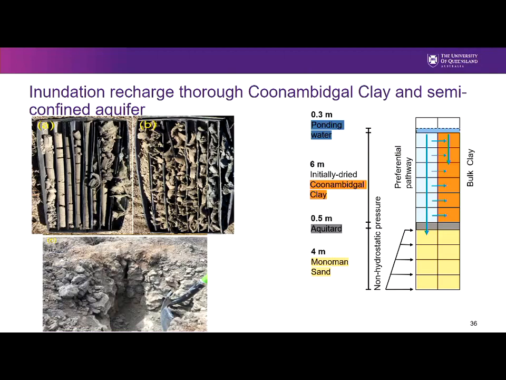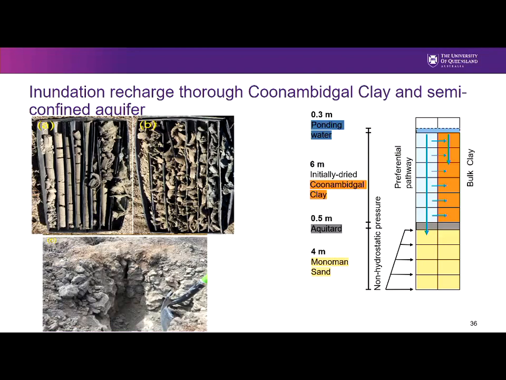How much? It depends on the specific storativity. Remember what that number is? 0.0001. What does this mean? This means if you have 0.1 meter of recharge, the groundwater level will be raised by 1 meter. That's what that means, okay?